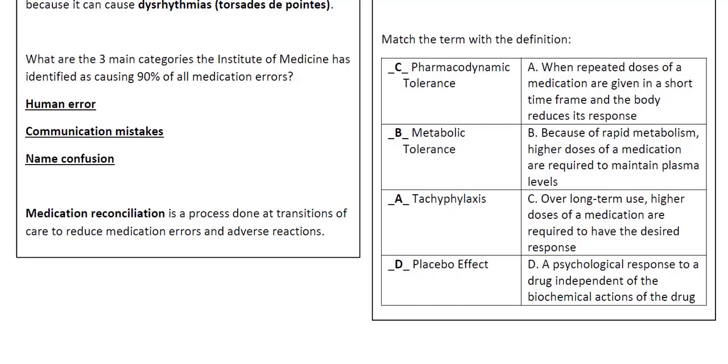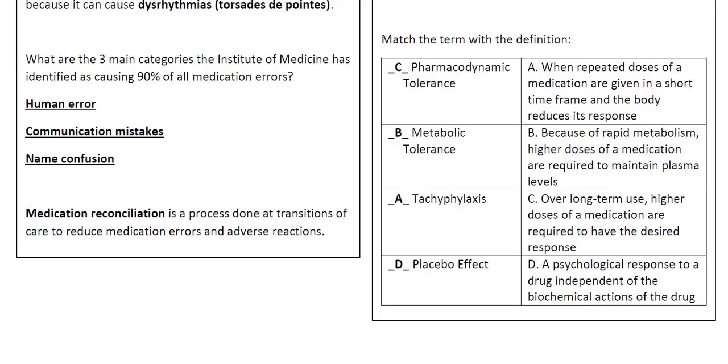Metabolic tolerance, on the other hand, is due to rapid metabolism of medications, meaning higher doses of a medication are required to maintain consistent plasma levels to keep the medication within the therapeutic range. Tachyphylaxis is a phenomenon where your body's defenses build up quickly and stop responding to a medication. So when repeated doses of a medication are given in a short time frame, the body reduces its response.